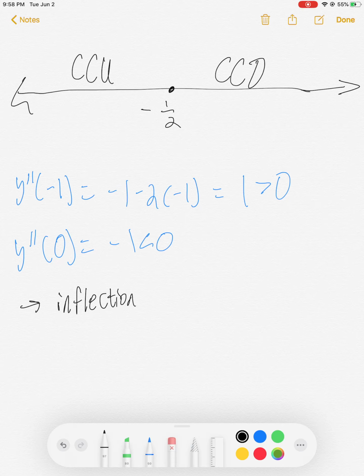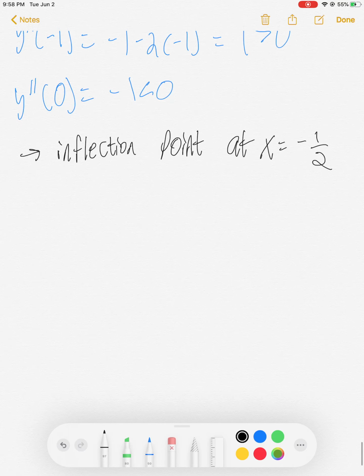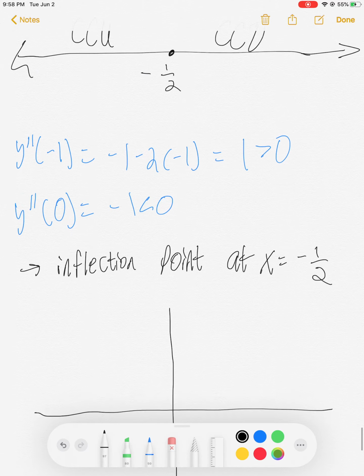And y double prime of, I'll plug in 0, well, that's -1, which is smaller than 0. And so I am concave down to the right of -1/2. So we have an inflection point at x equals -1/2.